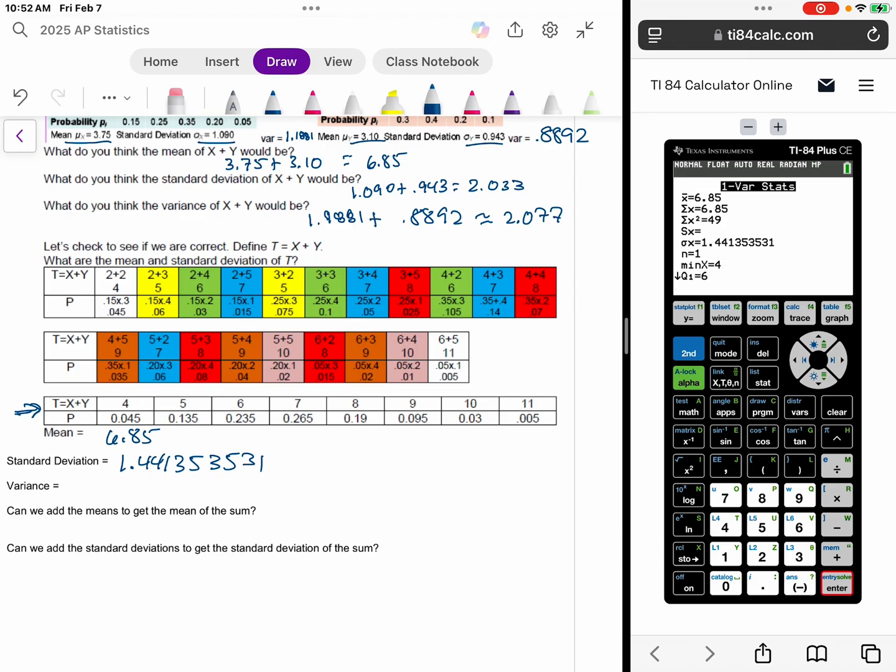Now, real quickly, as we look up, the mean matched. The standard deviation did not match from what we were thinking.